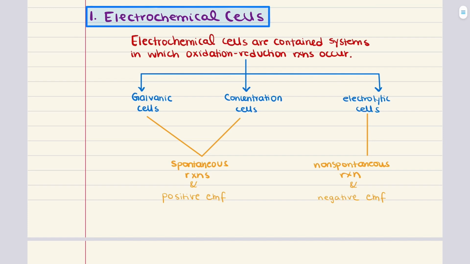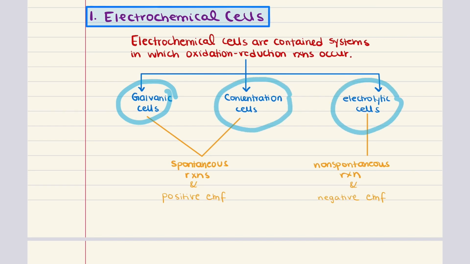Electrochemical cells are contained systems where redox reactions occur. These cells can be classified into three main types. First, we have galvanic cells, also known as voltaic cells. Then we have concentration cells and electrolytic cells. First, we're going to discuss galvanic cells and concentration cells together because they both involve spontaneous reactions.